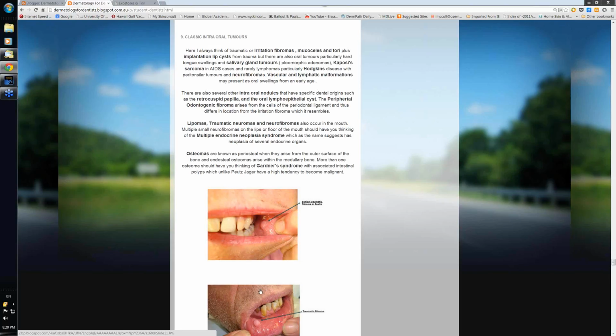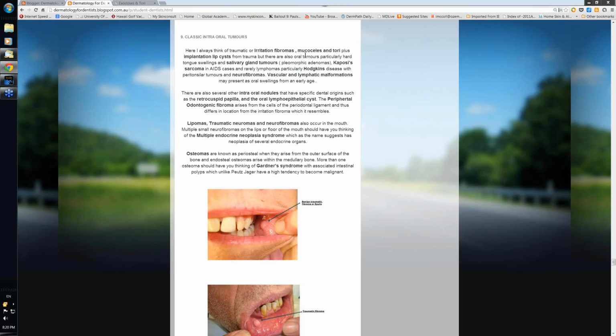Now, these aren't really tumors. They're a benign irritation, hyperplasia, rather than new growth of cells. They can be persistent, and generally you get rid of the area of damage that's causing the irritation. You may have to excise these.